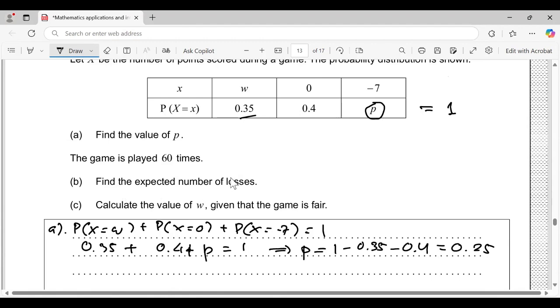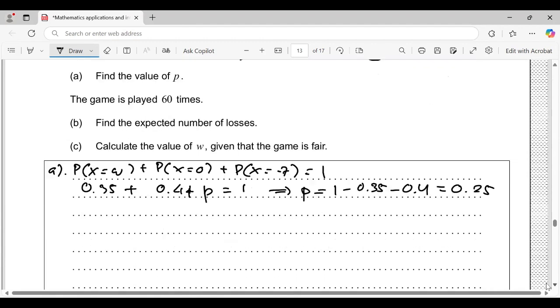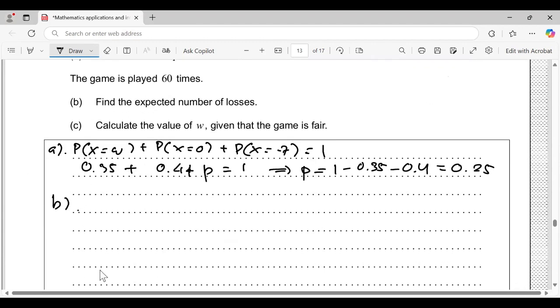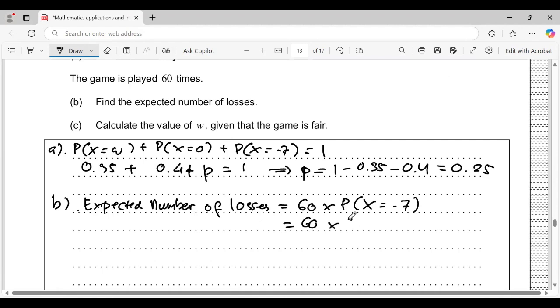The game is played 60 times. Find the expected number of losses. B. Expected number of losses equals 60 times probability X equal -7. 60 times 0.25 is 15.